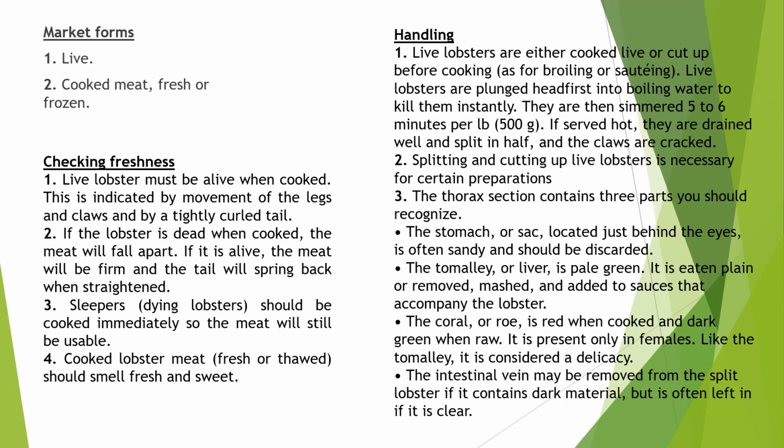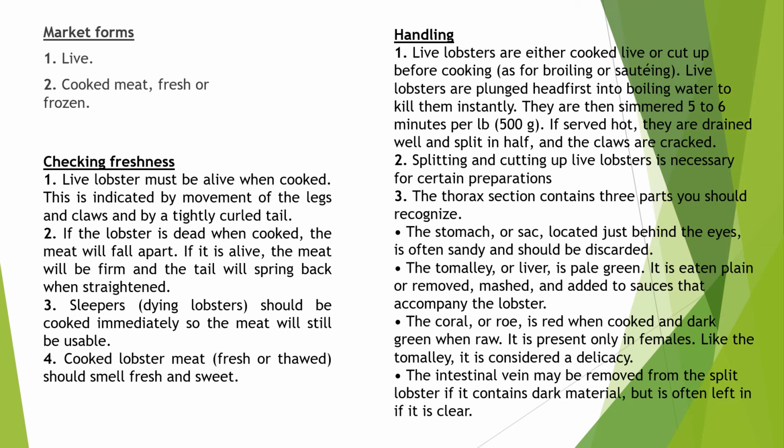When it comes to handling, live lobsters are either cooked live or cut up before cooking. For boiling, live lobsters are plunged head first into boiling water so as to kill them instantly. So if you put them in head first, they're going to die instantly. And they are simmered for 5 to 6 minutes per pound, which is equal to 500 grams. If it is served whole, they are drained well and split in half, and the claws are cracked. The splitting and cutting of the lobster is necessary for certain preparations.